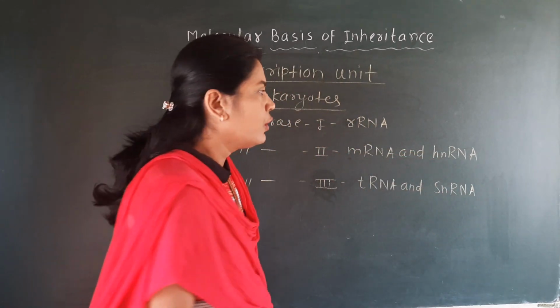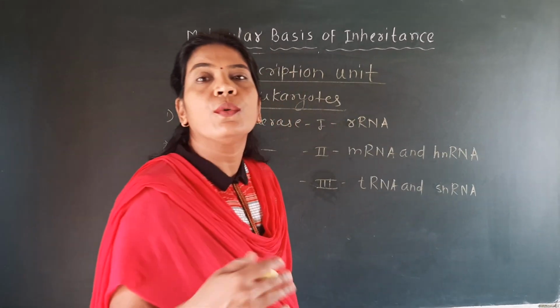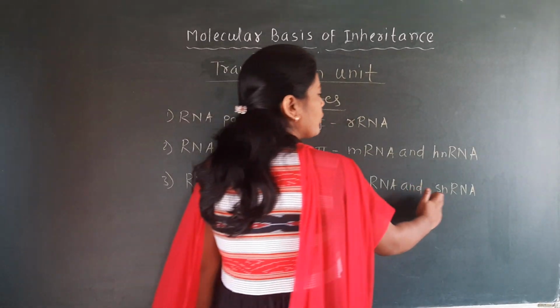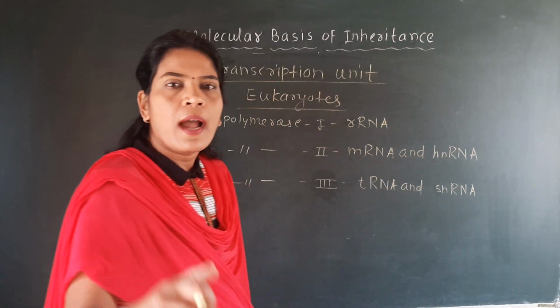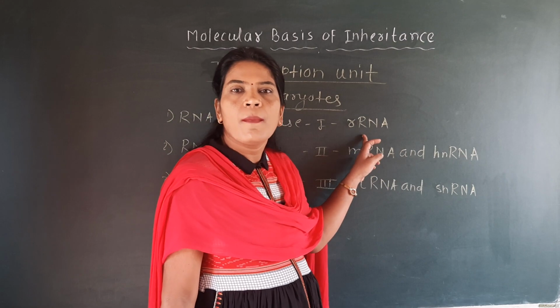snRNA, the full form of snRNA is small nuclear RNA. It is small nuclear RNA. Now I will explain this point, that is, polymerase 1 forms rRNA.